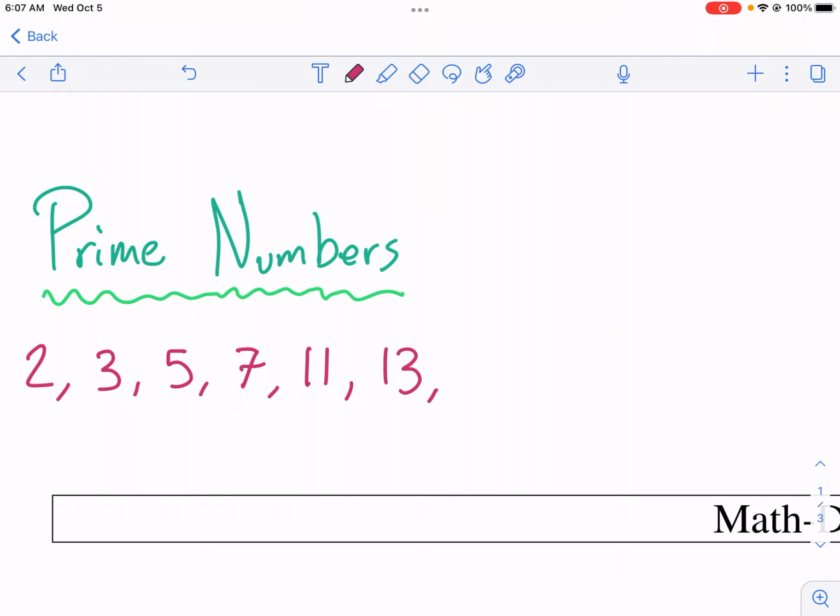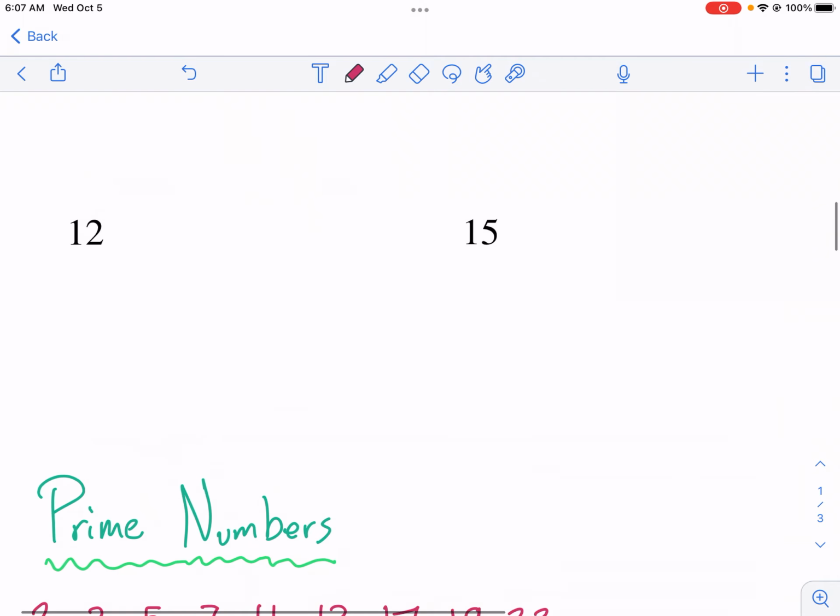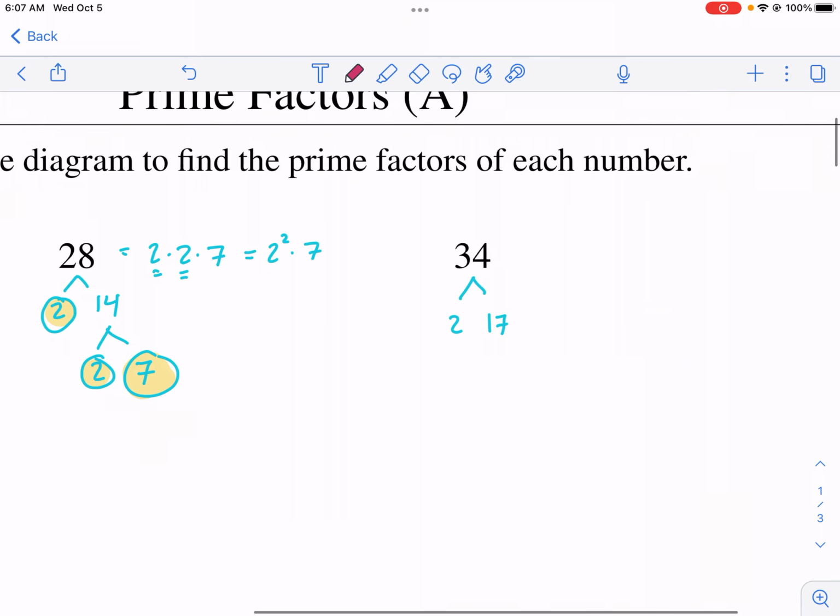From here on out, the only even number is 2. Okay, that's the lone even prime number. All the rest are odd. So we can check 15, no. 17, 17 is also prime, as well as 19. 21, no. 23, yes. Okay, and there's a few more under 30, but I just need 17.